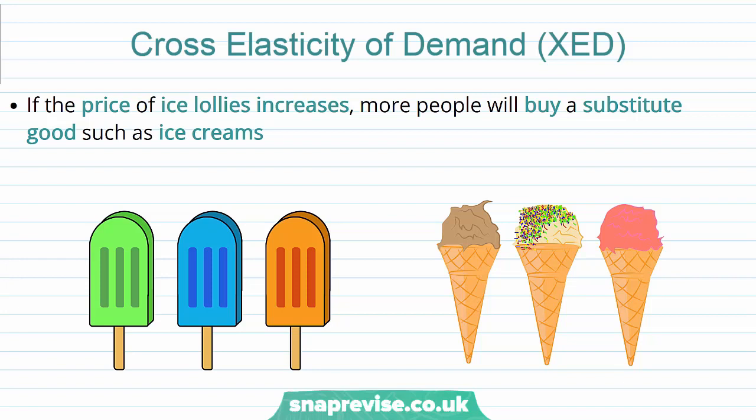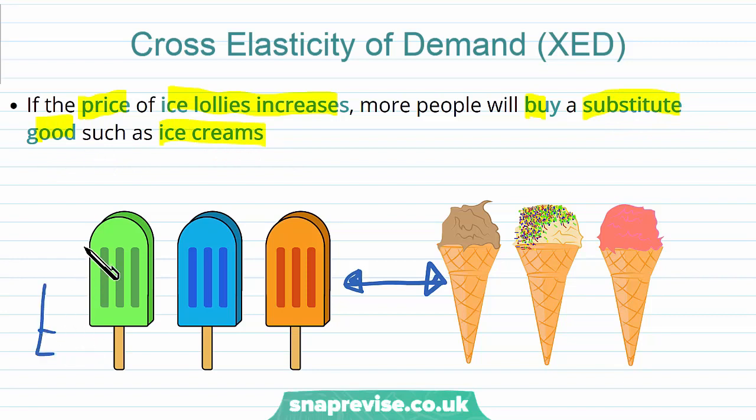So let's start talking about cross-elasticity of demand, and we'll jump straight into an example, talking about ice lollies and ice creams. The first thing we can say is that these two are substitutable goods. If you go to an ice cream van, you're probably not going to get both an ice lolly and an ice cream at the same time. They're substitutes. So what we might observe is if the price of ice lollies increases, more people will buy a substitute good such as ice creams.